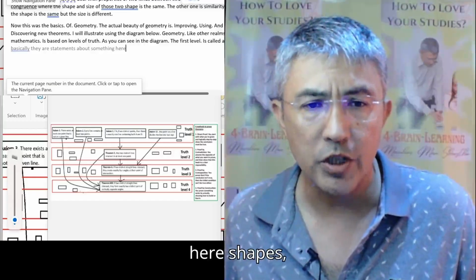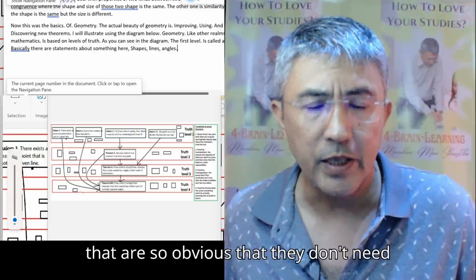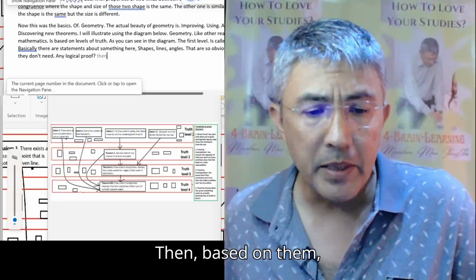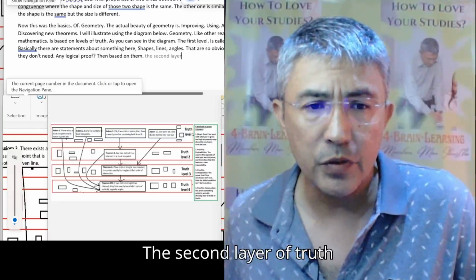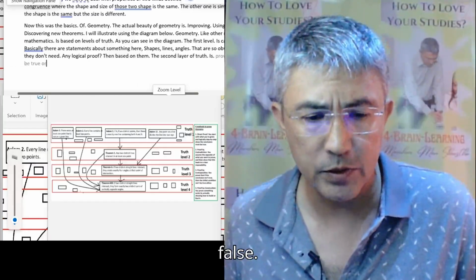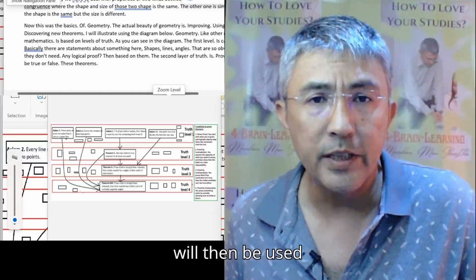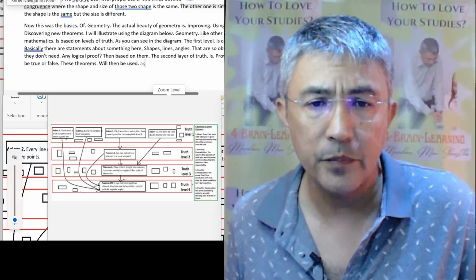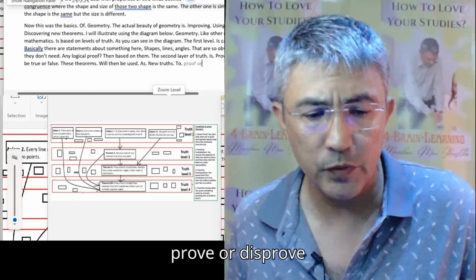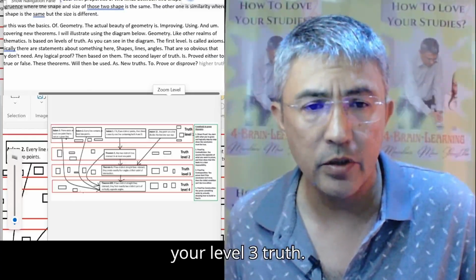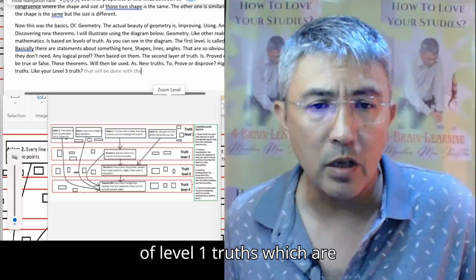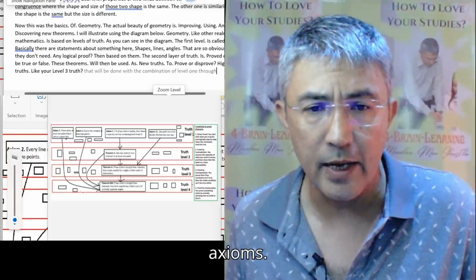Here shapes, lines, angles that are so obvious that they don't need any logical proof. Then, based on them, the second layer of truth is proved either to be true or false. These theorems will then be used as new truths to prove or disprove higher truths, like here level 3 truth. That will be done with the combination of level 1 truths, which are axioms.